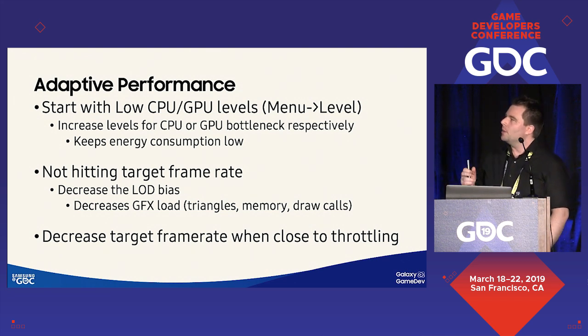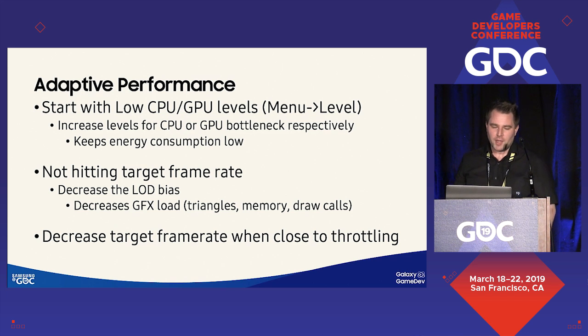So what did we do for Megacity when we implemented adaptive performance into the project? Basically, we start with low CPU and GPU levels in the menu, because in the menu there is not much going on. And moving over to the game scene, we increase the level for the CPU, mainly because it needs to cope with the initial loading and dynamic streaming, and we don't want to wait forever for that to happen. And during the game, we then increase the level for CPU and GPU depending on their respective bottleneck. And that enables us to keep the energy consumption low.